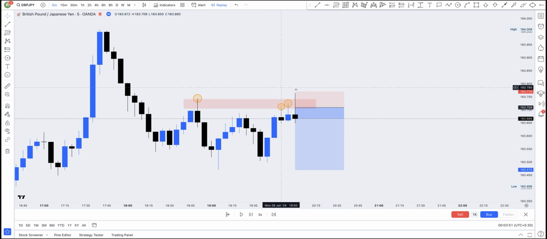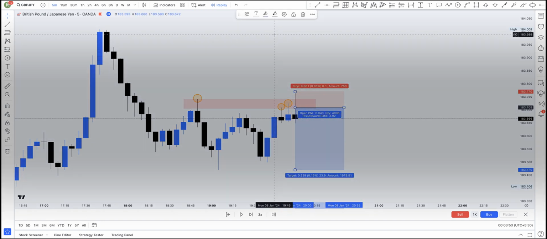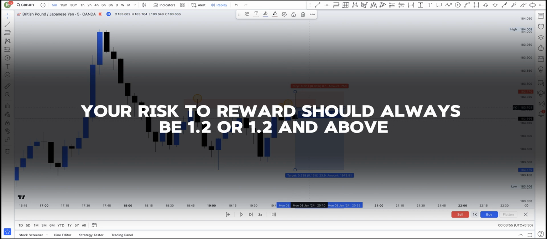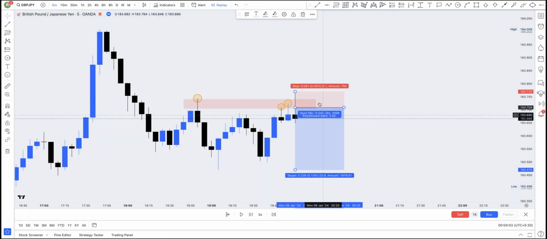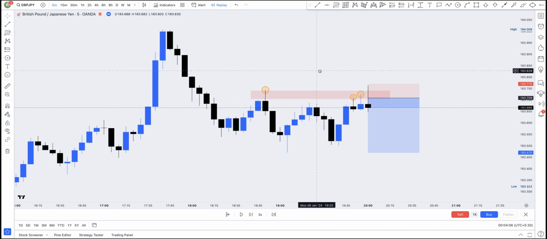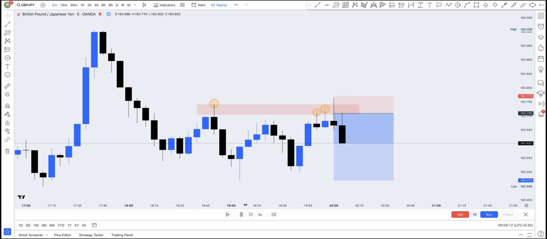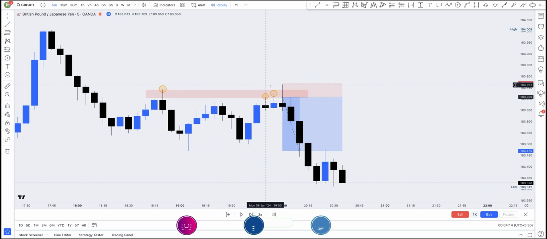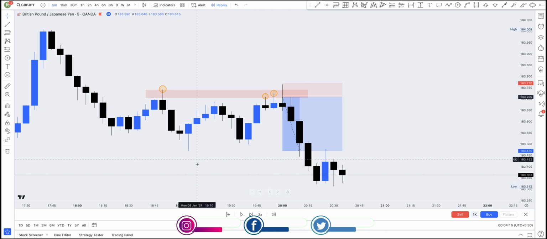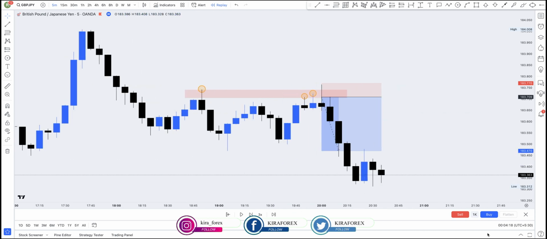But one of the things you should also consider is that your risk to reward should always be 1:2 or above. So when you look here, our risk to reward is 1:3, almost 1:4, which is a very good risk to reward ratio. Now let's look at the reaction of price after that. You can see what happened. Our take profit has been triggered.